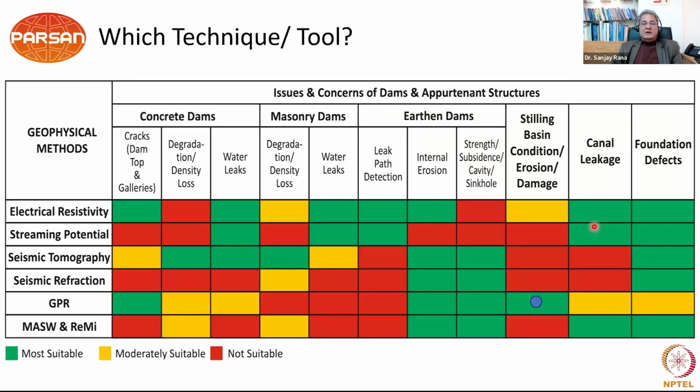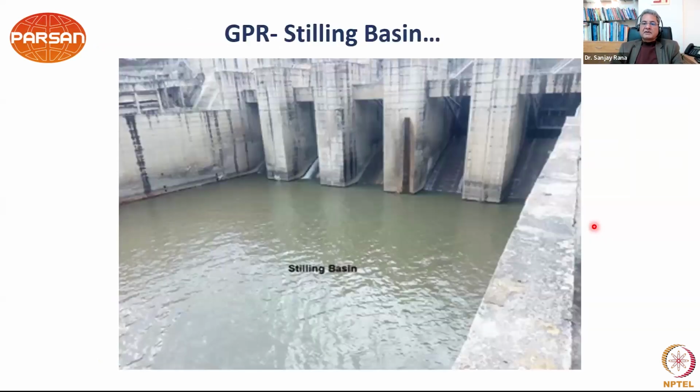Then we are also going to talk, so we have talked about electrical resistivity, streaming potential, seismic tomography. Now I'll try to talk very briefly on the stream basin condition or erosion damage. Sometimes in a stream basin, let's say there is an incidence of flood where some boulders have come and you suspect that there might have been some damages in the stream basin, and we want to inspect it. If we empty the entire stream basin for inspection, obviously it affects the operation of the dam. So that's really not required.